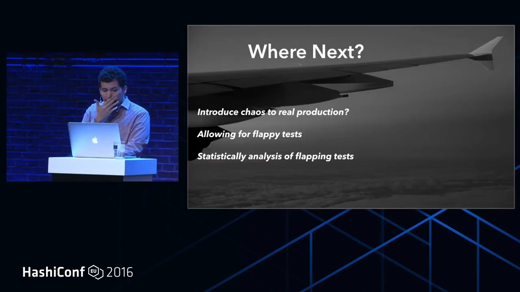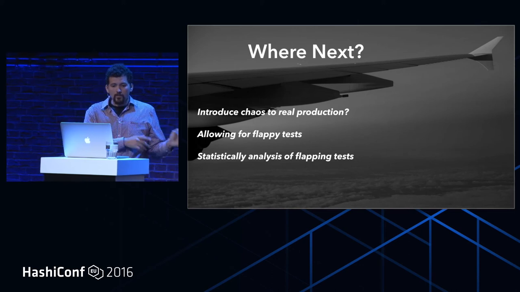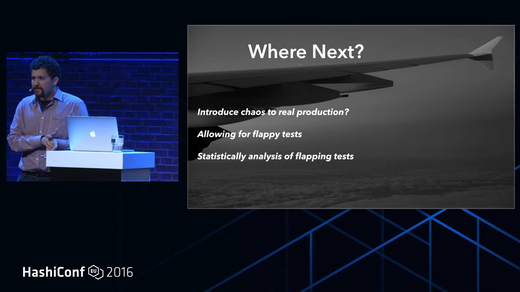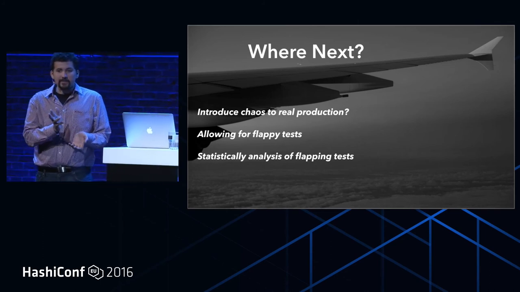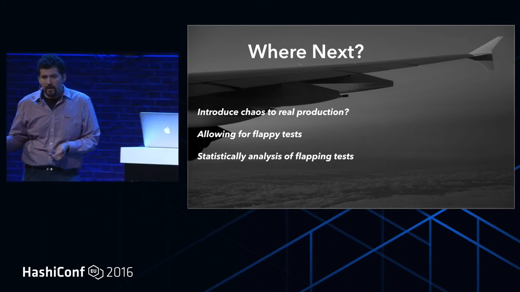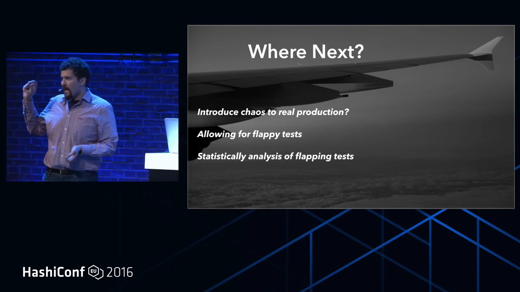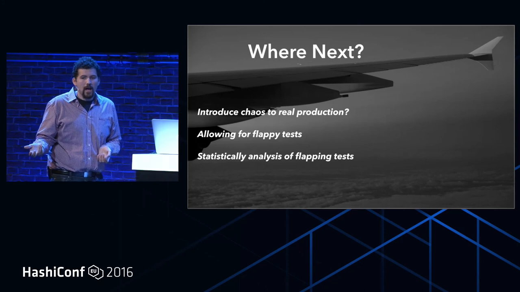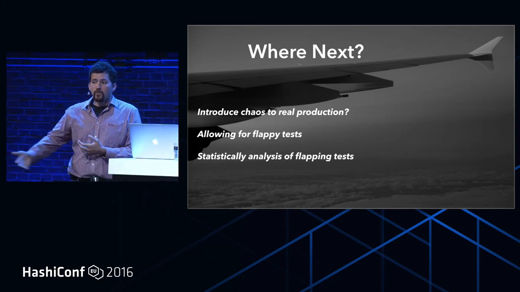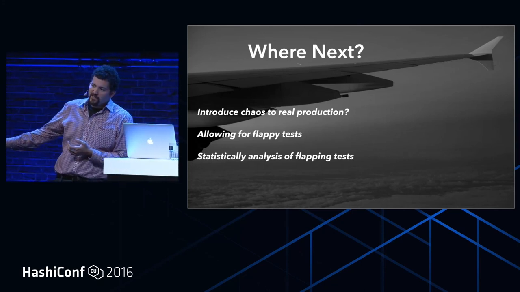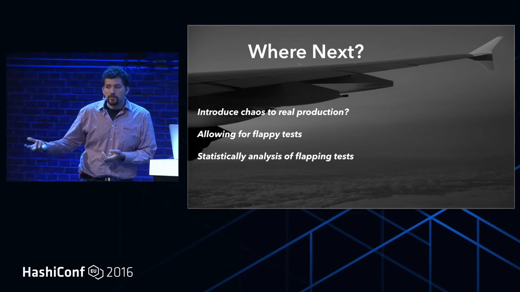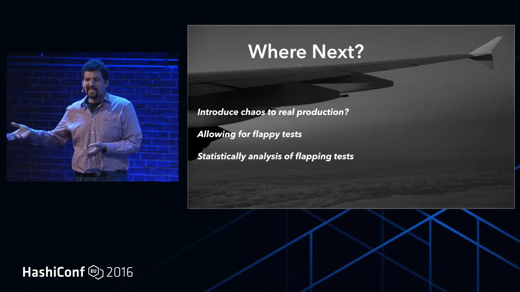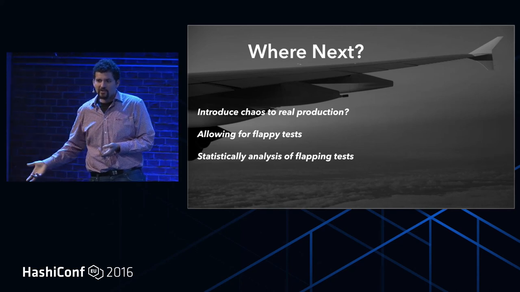What's next? Flappy tests. Anybody here that runs CI knows tests occasionally fail, right? Sometimes you have a test that has some timing issues or some kind of issue, and it will occasionally fail. Maybe it fails 1 out of 100 times, and that's OK. But maybe you introduce a code change, and now it fails 30 out of 100 times.